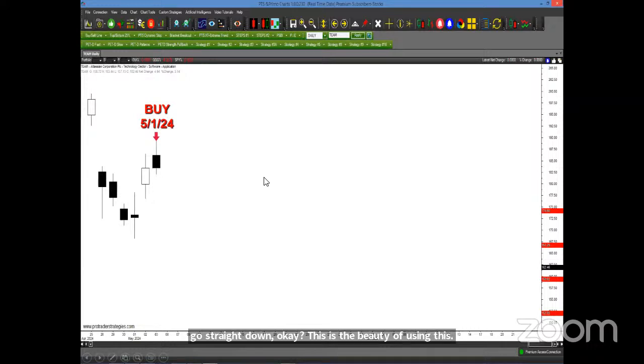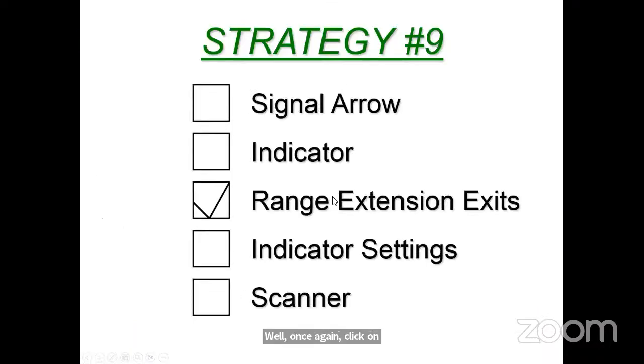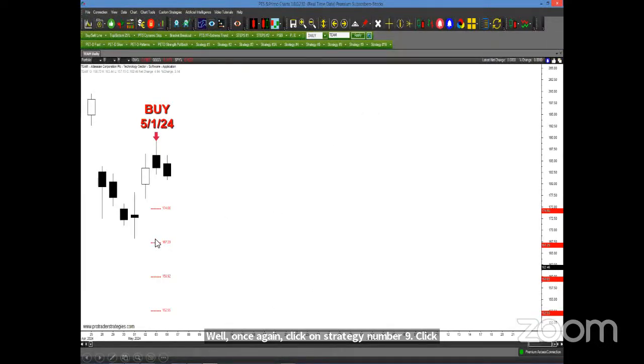Now, you can also use this to the downside. Here was another signal generated a month or 2 ago in TEAM, T-E-A-M, all right? You could have scanned for this, seen this on the nightly signals, okay? You could have gone short and wondering, well, if I'm going to go short, where do I get out? Well, once again, click on Strategy Number 9, click on range extension exits, and they'll automatically appear on the platform. You won't find this anywhere else. If you wanted to get in and out quickly, these will be your levels right here, 1 and 2. More moderate swing traders would exit at 2 or 3. And the traders who wanted to squeeze as much profit as possible would exit at number 4.